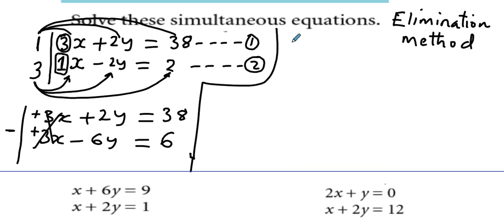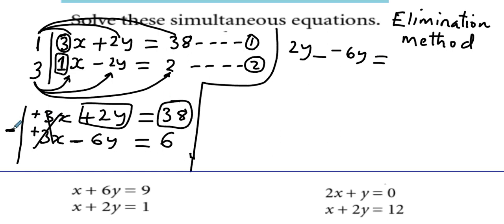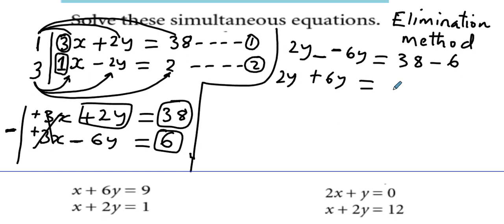Then we do 2y, which is this number here, positive 2y, minus negative 6y, that would be equal to 38 minus 6. See that? Negative times negative is positive, so you have 6y over here. You have 2y there. 38 minus 6, that will be 32. See that? 2y plus 6y, this will be 8y equals to 32.